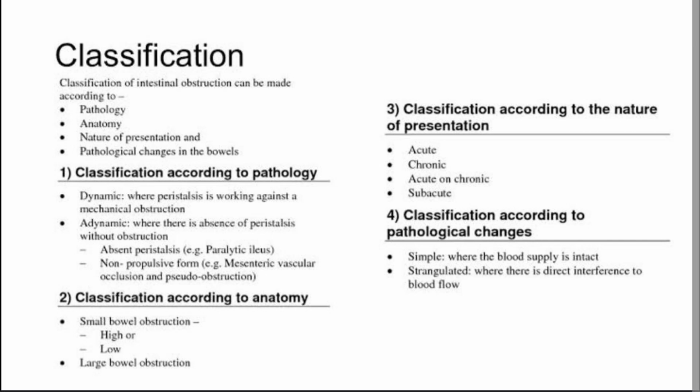Then according to the anatomy, it is classified into the small bowel obstruction or the large bowel obstruction. Then according to the nature of presentation, it can be acute, chronic, or subacute obstruction. Then according to the pathological changes, it can be simple obstruction, where there is obstruction but the blood supply is intact, while in the strangulated, there is a direct interference to the blood supply, and it can lead to gangrene or necrosis of the bowel wall.